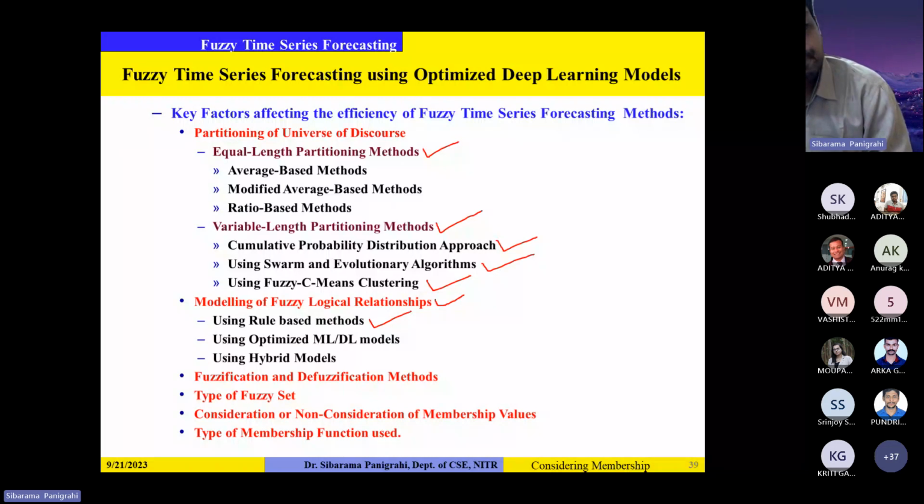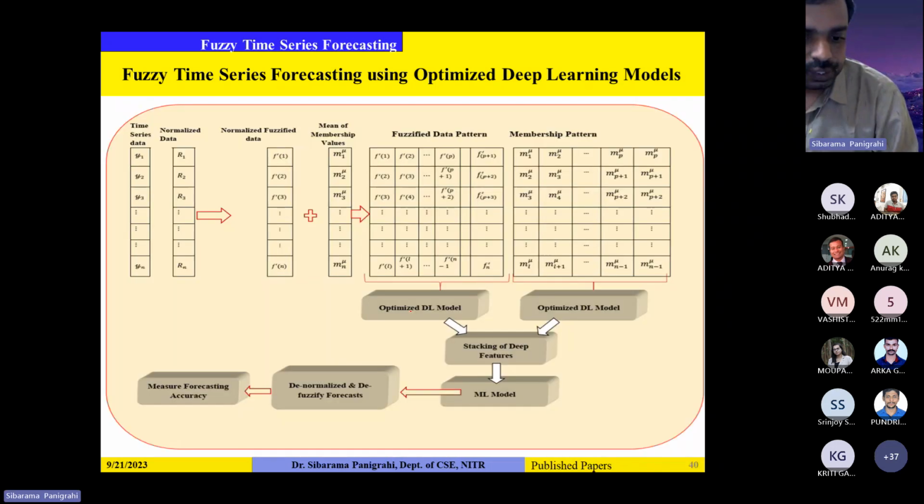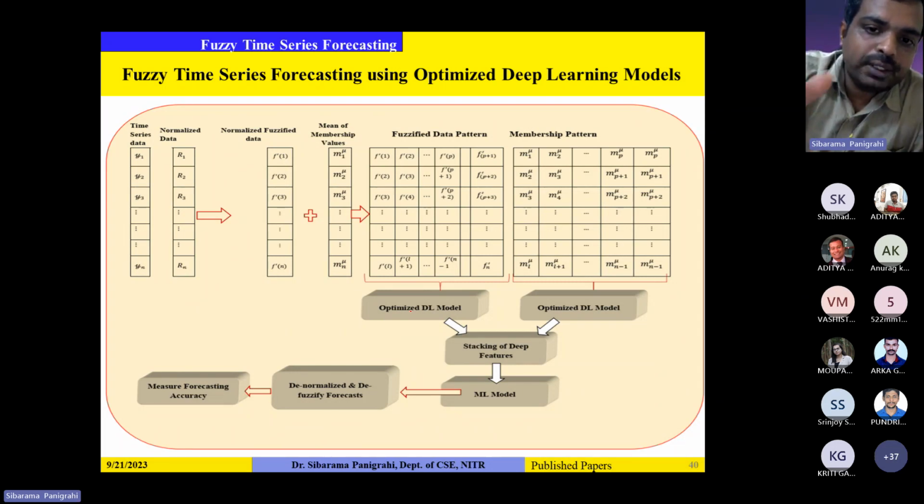Then there is the type of membership function, if you are considering the membership values: how you are computing them, whether you are using a triangular or a trapezoidal membership function, and whether you are optimizing the parameters of the triangular and trapezoidal membership functions or not. Those factors will come into action. Now, this is a fuzzy time series forecasting method using deep learning models, and here we will consider the membership values.